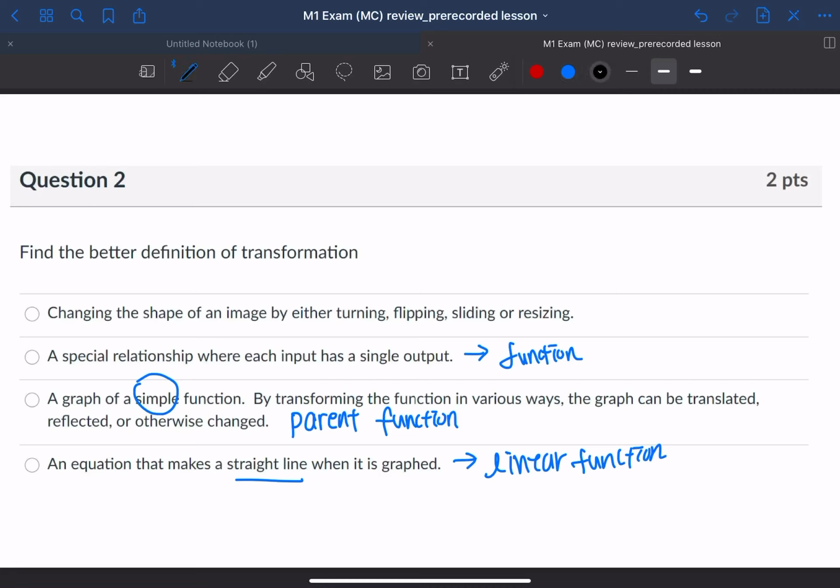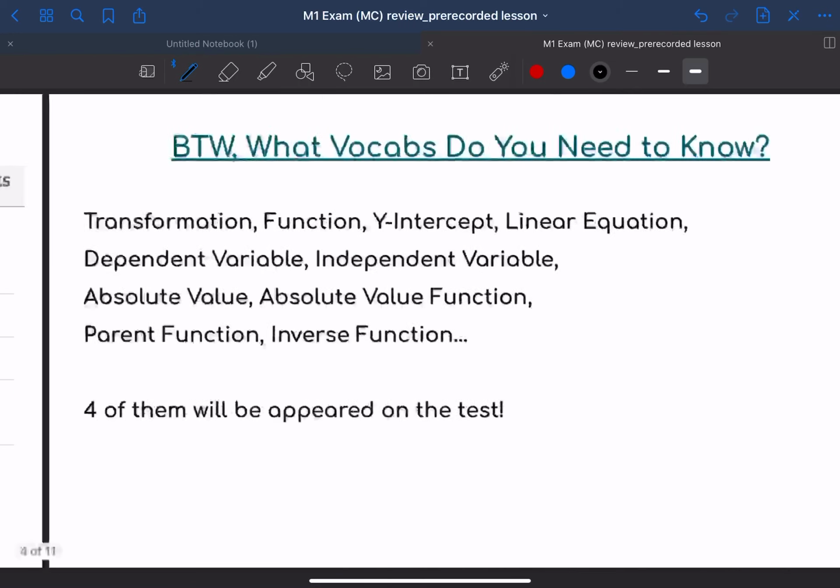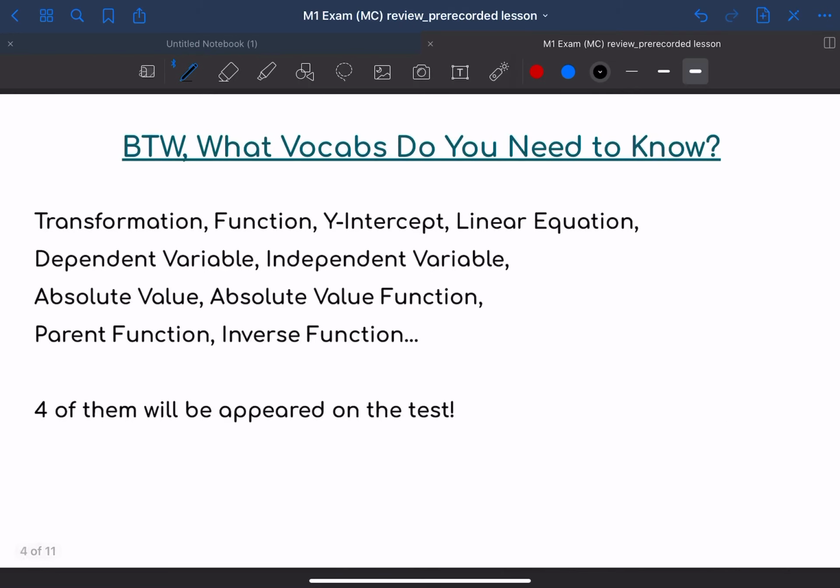So for transformations, the first one is the answer, because transformations means we're changing the shape or the size of an image or graph. Please have good notes for all those vocabs. 4 of them will appear on the test. In module 1, we learn a lot of definitions. Since we are taking the test virtually, you can use notes. It will be an open note test. So make sure you have a good definition of those vocabs. 4 of them will appear.